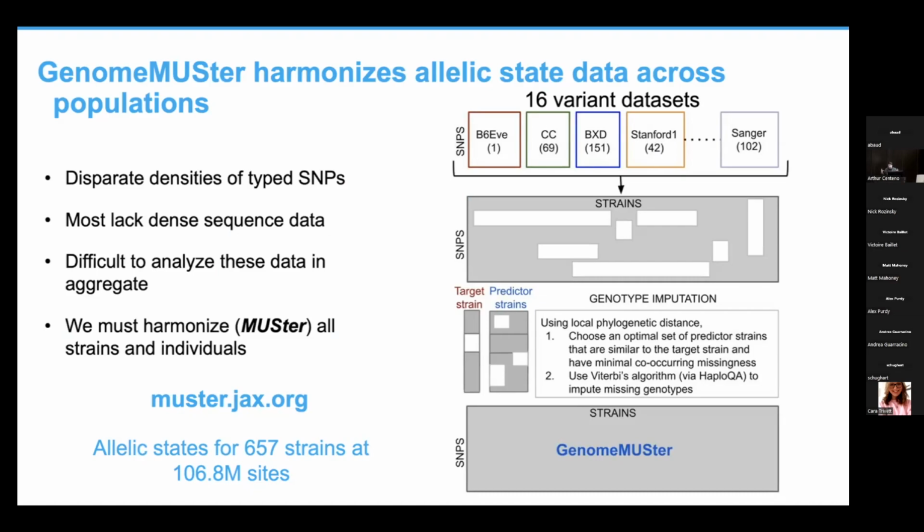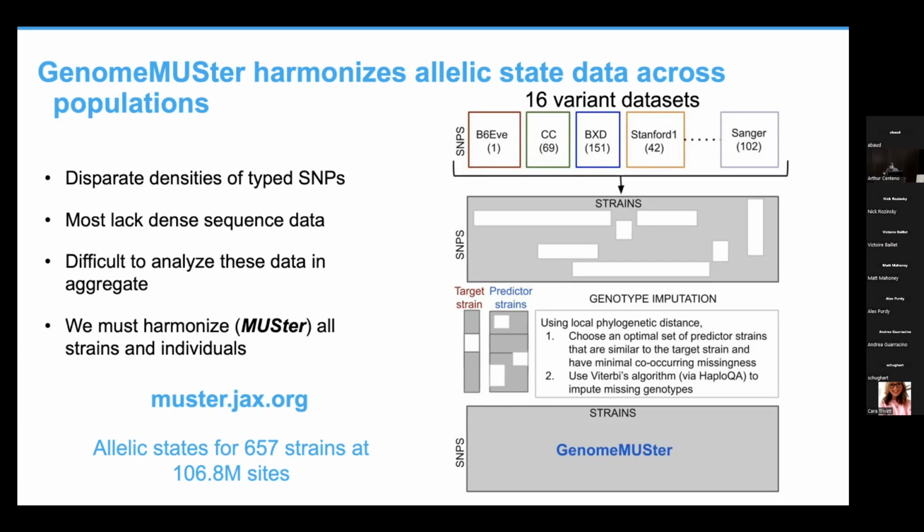So once we merge all these data together, there's a ton of gaps, right? And we need to be able to fill in those gaps with genotype imputation. So briefly, the way that we did this was we went within each 10 MB region. We calculated the phylogenetic distance across these strains. And we chose a set of predictor strains that was phylogenetically similar to the target strain, but also didn't have the same missing data, right? So it was a little bit of munging there. And then we used the Viterbi algorithm through HaploQA to do the imputations. And then we get this saturated grid, which is GenomeMUSter.